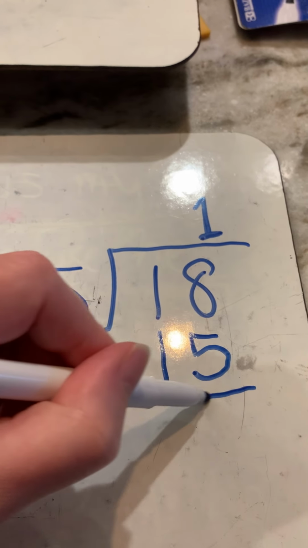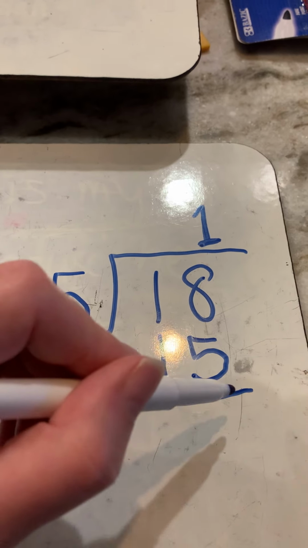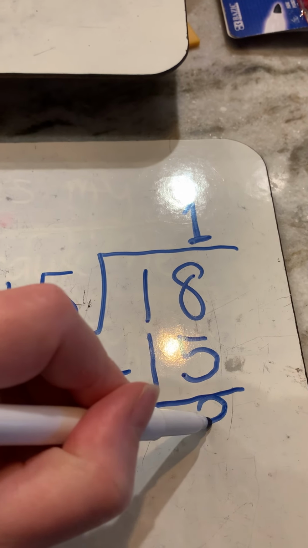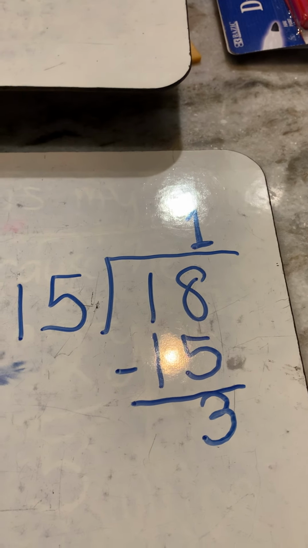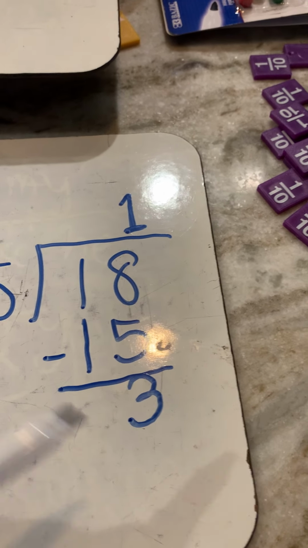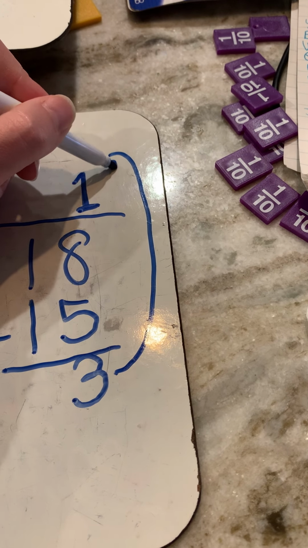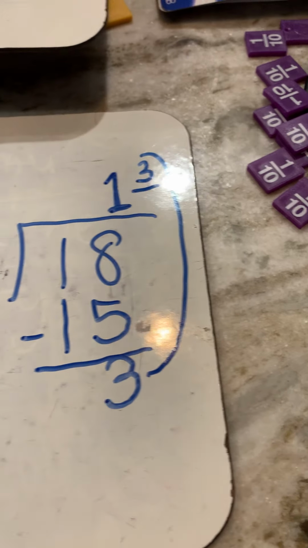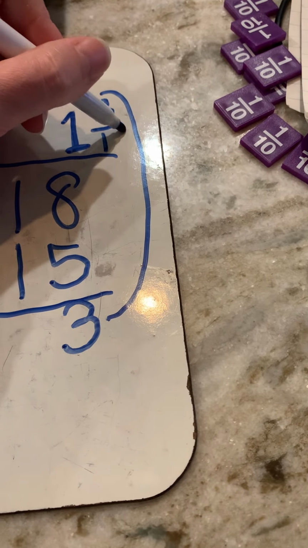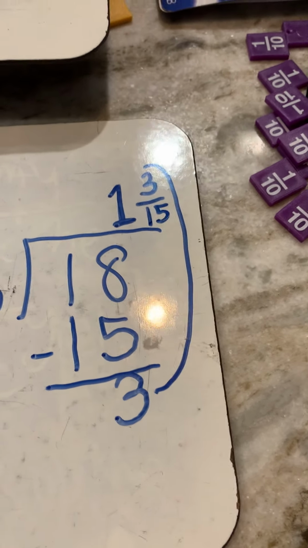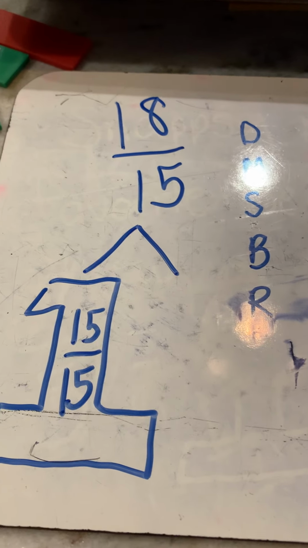And now I need to figure out how much I have left over. When I gave out that 15, I have 18 total. Well, 18 minus 15 is 3. Now you're saying, well, what do I do with this now? Well, your leftover, what's remaining, actually becomes your numerator. And your denominator, which is 15, stays the same because this is showing what's left over, right? So let's take this concept and apply it to a number bond, to pulling out the whole.